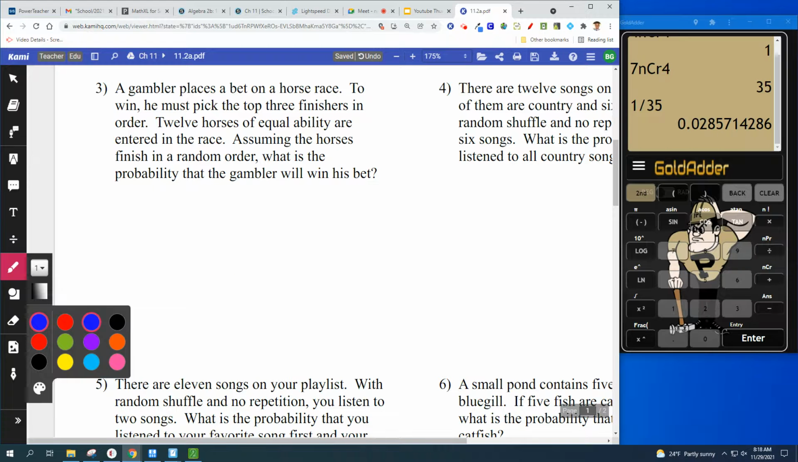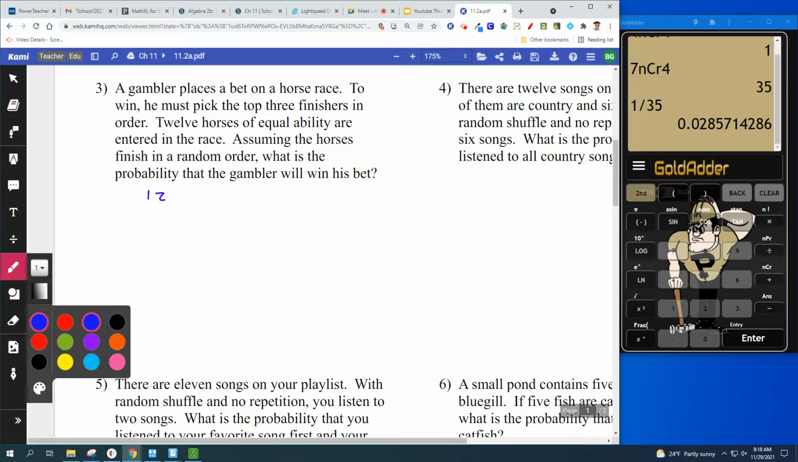Let's look at another one. A gambler places a bet on a horse. To win, he must pick the top 3 finishers in order. So notice those words, in order. 12 horses of equal ability are entered in the race. Assuming the horses finish in a random order, what is the probability the gambler will win his bet?